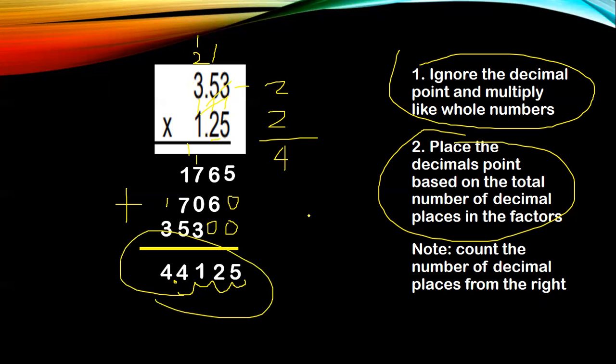This one. Another example. Okay, I have here 2 and 32 hundredths multiplied by 2 and 31 hundredths. Again, ignore all the decimal points and multiply the whole numbers now.